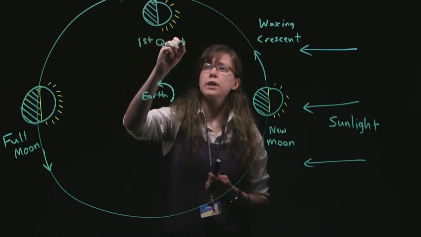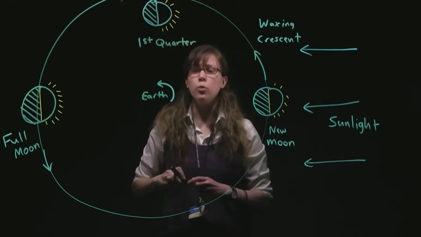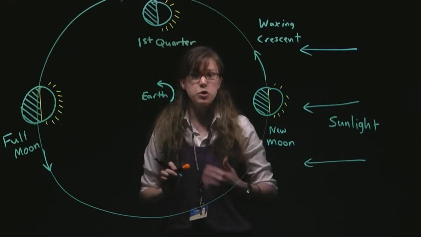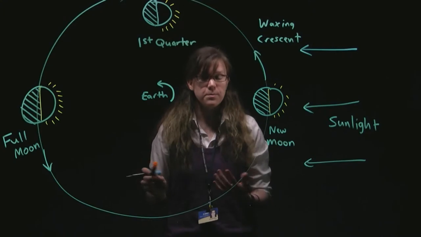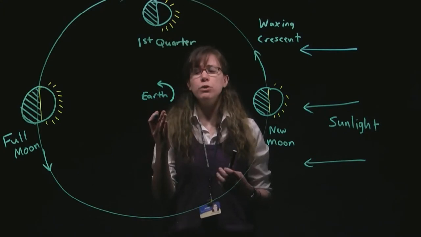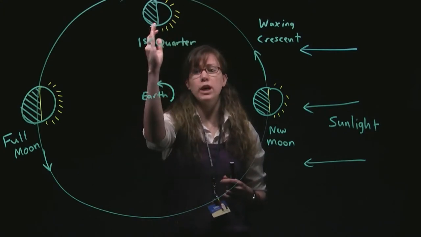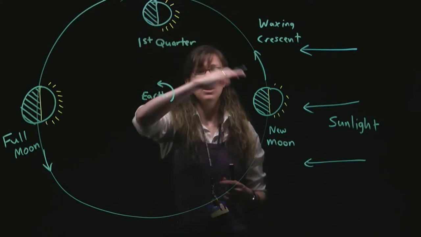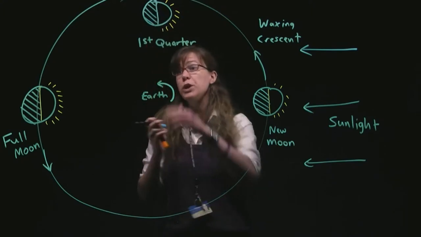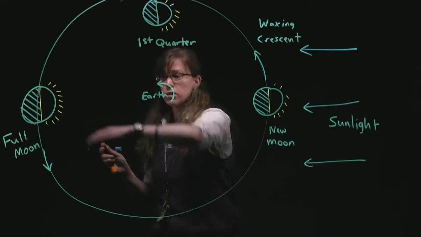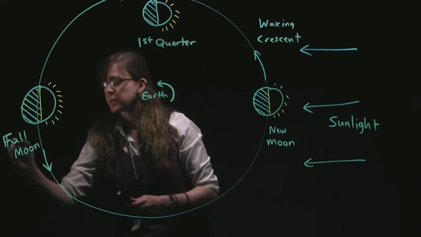And some students get a little bit confused because what we see in our sky for a first quarter moon is a half circle. But that quarter refers to the fact that it's a quarter of the way around the circle. So first quarter, we could call the full moon second quarter. We don't, but we could.